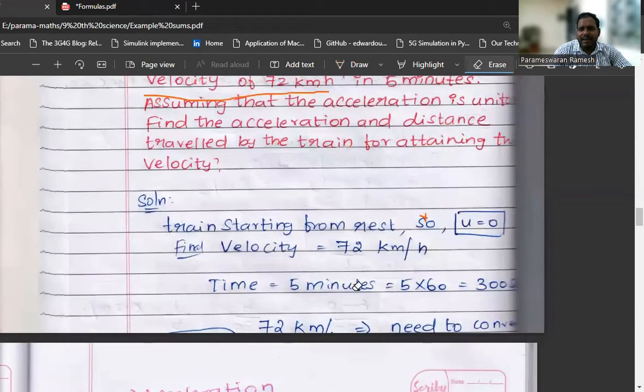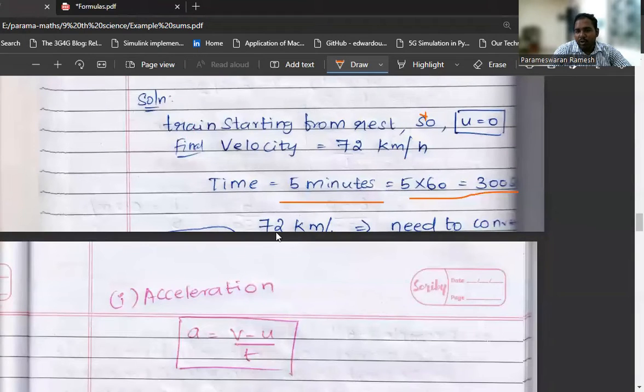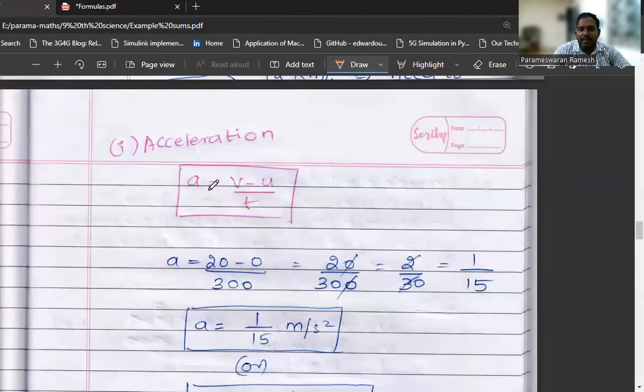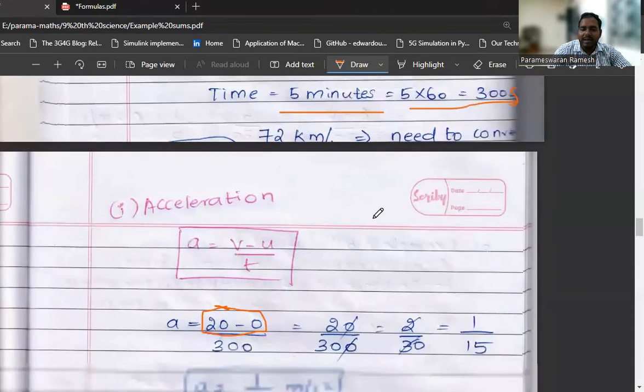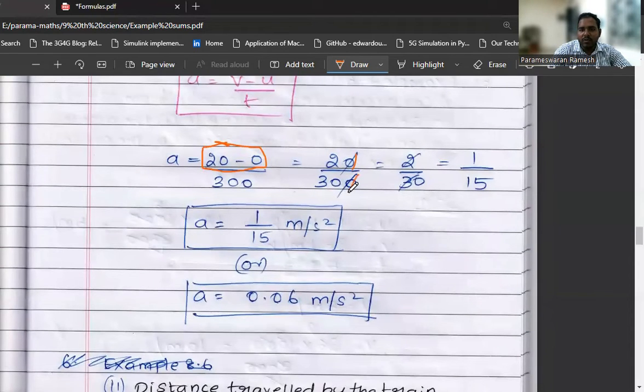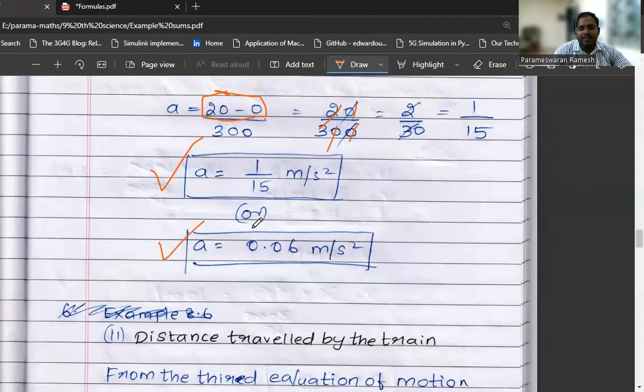So time is given as 5 minutes. So 5 into 60, so 300 seconds. Okay. So the acceleration formula: A is equal to V minus U by T. The initial velocity would be 0. The final velocity is 20. So 20 minus 0 is 20, and 300 is the time. Okay, 5 into 60, 300 seconds. So 20 by 300. The 0 and 0 will cancel. 2 by 30. If you cancel, you get 1 by 15. So A is equal to 1 by 15 meter per second square, or 0.06 meter per second square.